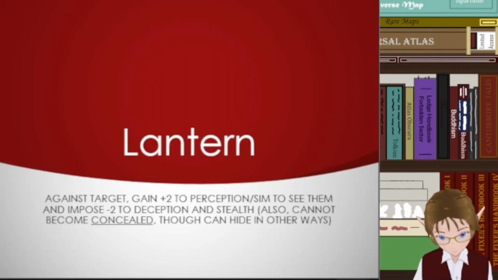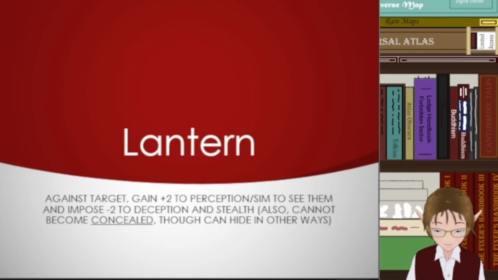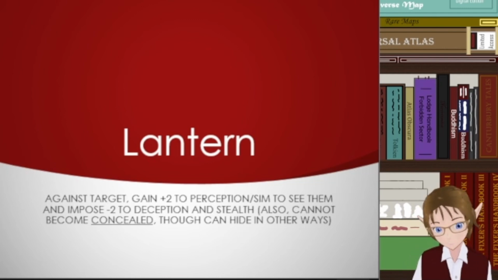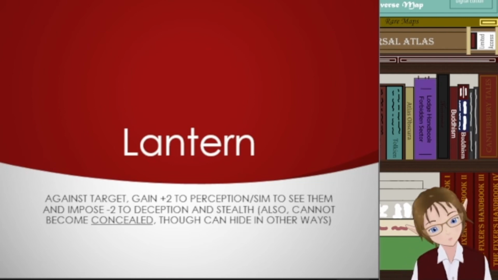So the lantern lets you, against the target of your exploit vulnerability, have a higher bonus to see them whenever they're attempting to do something, and makes it harder for them to lie to you or conceal themselves. They cannot become concealed with that condition. However, they can hide in other ways which are not using magic. This does make it so that the invisibility spell is significantly less useful if they cast it upon themselves, however.